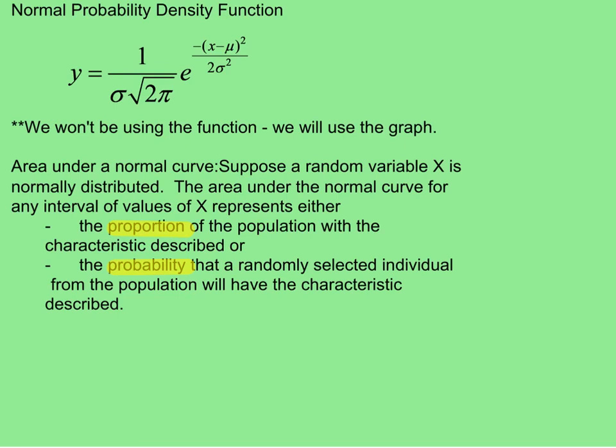But what I want to talk about in this slide is, if I have a random variable x that is normally distributed, the area under the normal curve for any interval of values of x represents either, ready? These two highlighted things here are the two different ways that we can interpret the area under my bell curve. We can interpret it, one, as a proportion of the population with the characteristic described, or two, as a probability that a randomly selected individual from the population will have the characteristic described.